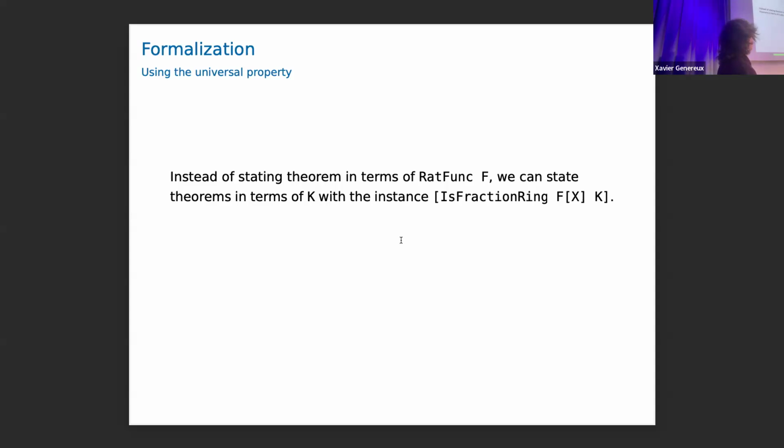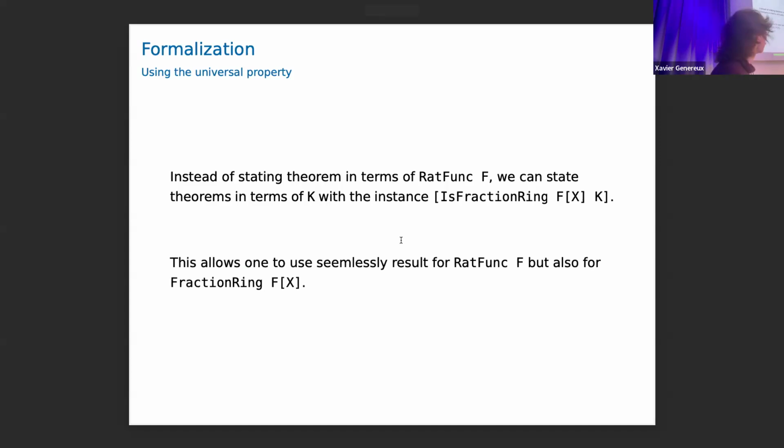So what you do instead is you state theorems in terms of some general K with an instance IsFractionRing. This allows you to use the result for rational functions and also for other stuff that is isomorphic, like the fraction ring of Fq[x].